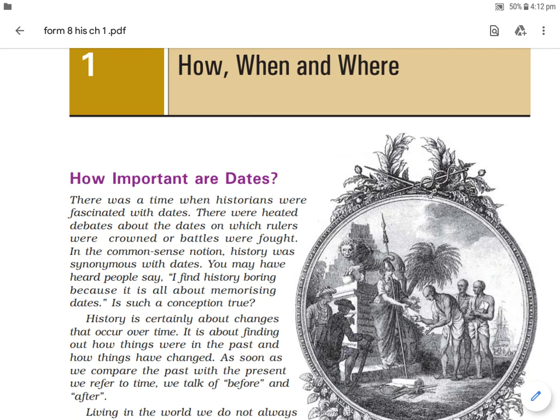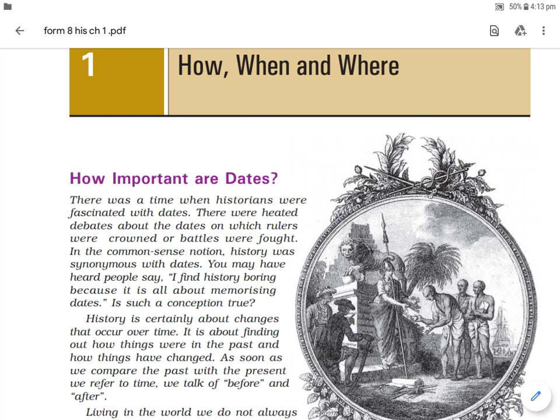Suppose we talk about Form 6, what do you learn in Form 6? All about ancient rulers. Who were the rulers? What were their policies? How did they rule? Most of the Hindu rulers were there, Gupta dynasty, King Ashoka. You learn about their policies and all.